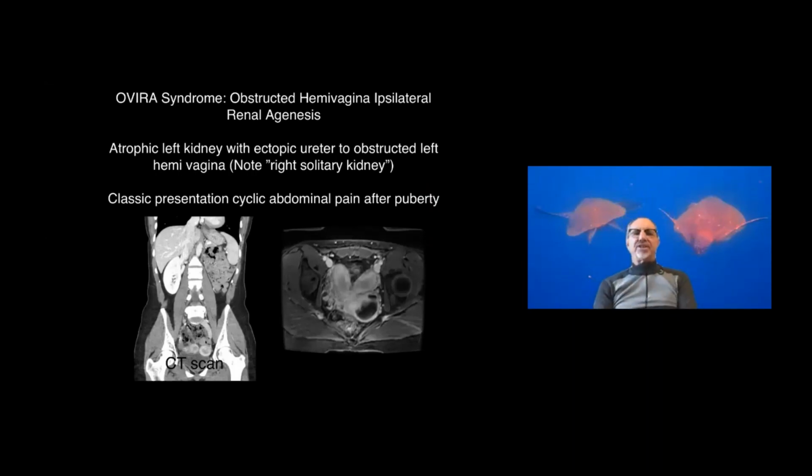It's not so obvious. So the classic presentation, although we've now made a couple diagnoses on prenatal ultrasound and in babies, but typically these are teenagers that present with cyclic abdominal pain after puberty. So that would be classically imperforate hymen. Sorry if I said imperforate anus before, imperforate hymen. And those patients, you would simply open up the hymen under anesthesia and all the menstrual fluid would come out and the problem would be cured.